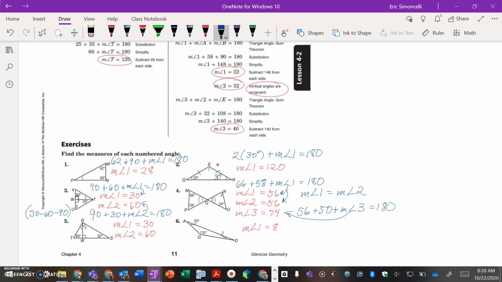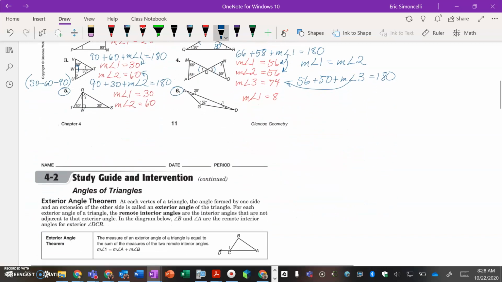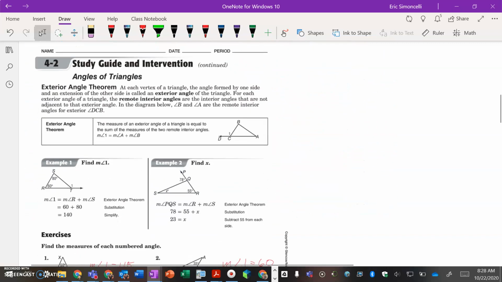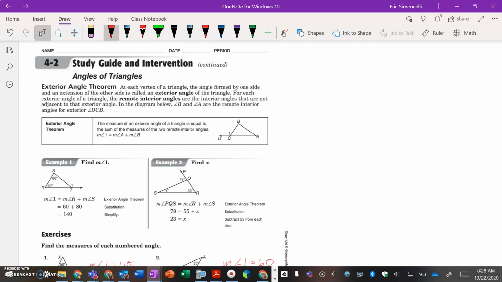I'm going to leave those last two problems, 5 and 6, for you to try on your own. They're both relatively straightforward, I would argue, but please try those two using the same logic that we've applied thus far in the prior questions. Next page, continuing on. On this next page, we're going to discuss the exterior angle theorem.